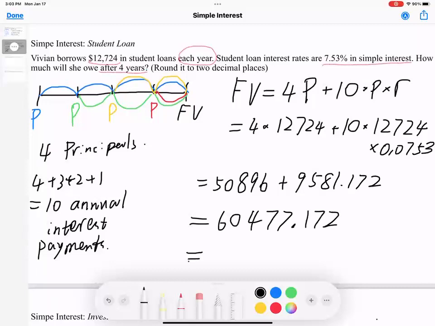And finally, we're able to round it. The total amount of money she owes at the end of the fourth year is $60,477.17. I just rounded it.